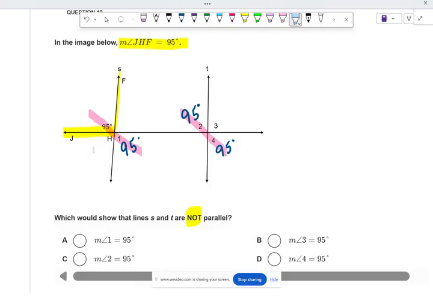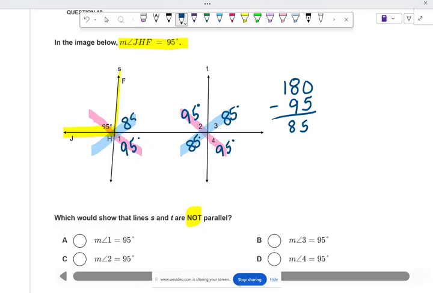All right, let's come back through. Okay, to find all of the other angle measures, I would do 180 minus 95. All of the other angle measures would be 85 degrees. All right, now we're looking for the no. We're looking for the ones that disagree with the measurements we've put into this diagram.